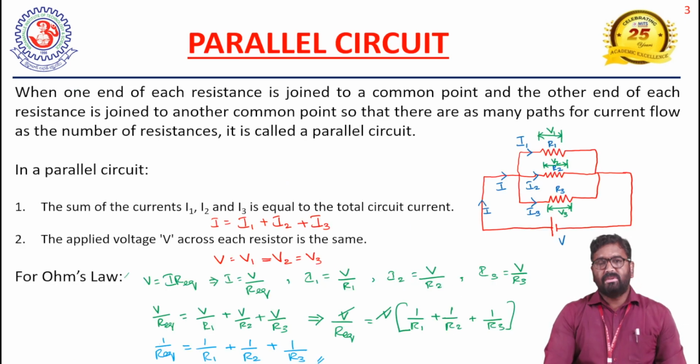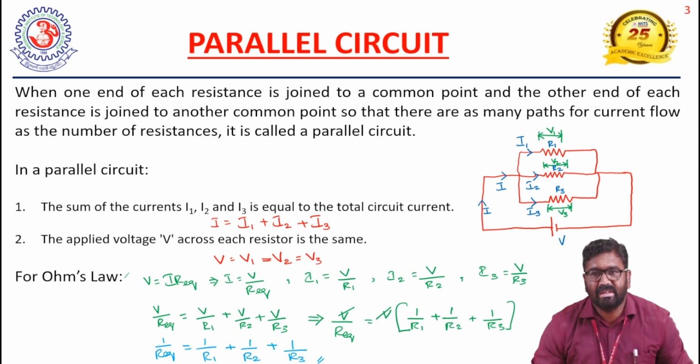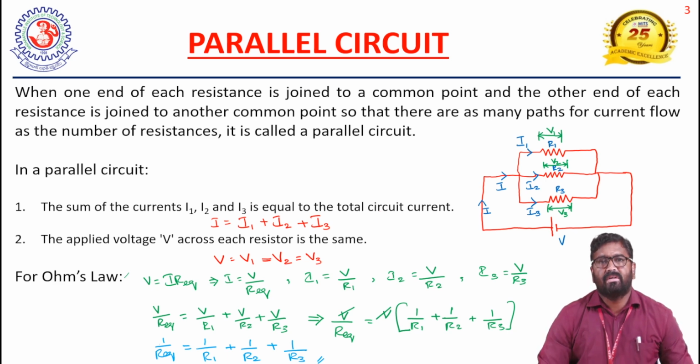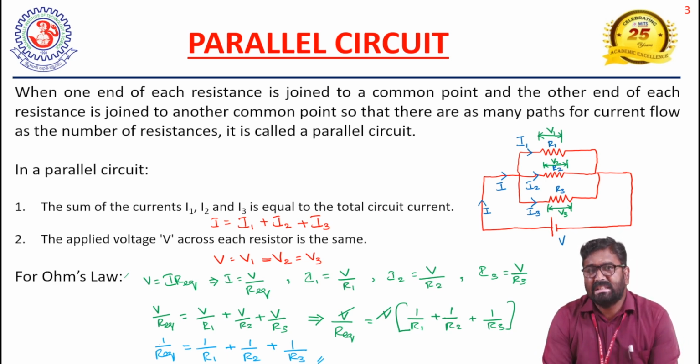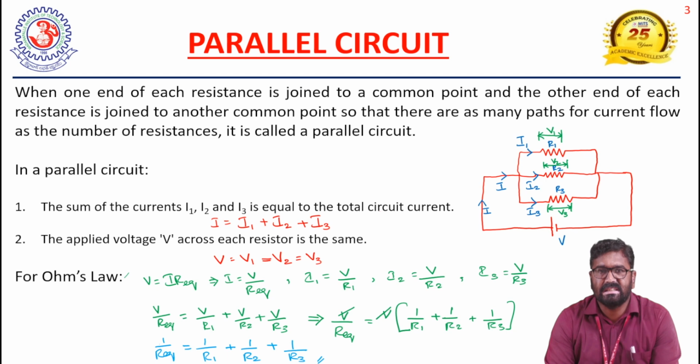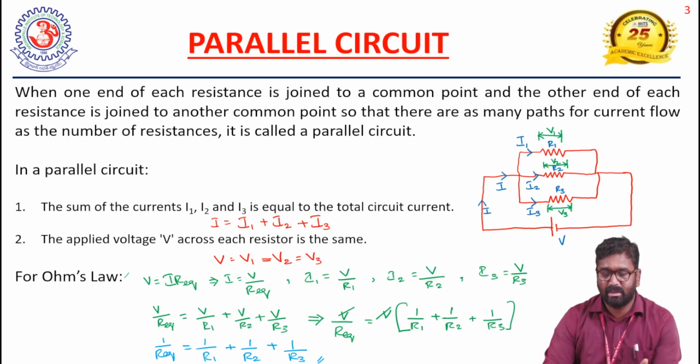Coming to the parallel network, when one end of each resistor is joined to a common point and the other end of each resistance is joined to another common point, so that there are as many paths for current flow as the number of resistances, it is called a parallel circuit. Here a diagram is shown for a parallel circuit.